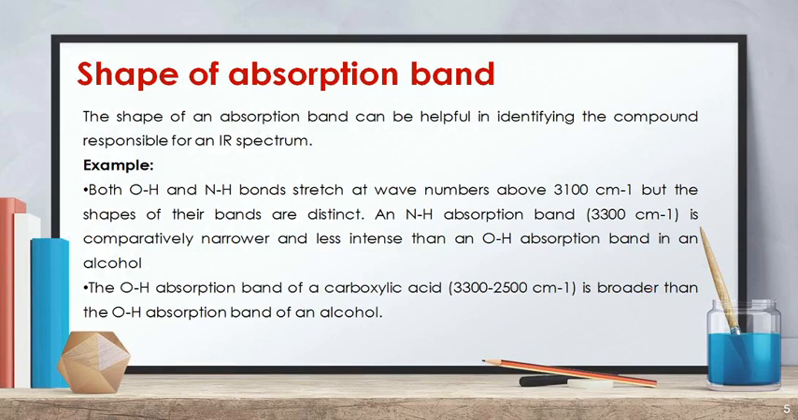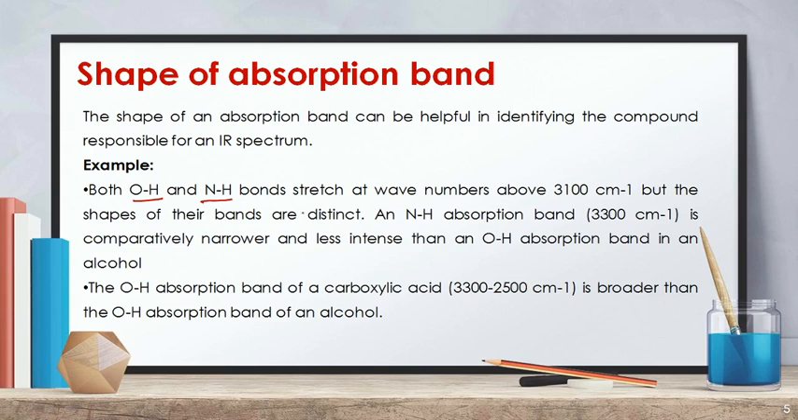Next factor is the shape of an absorption band. The shape of an absorption band can be helpful in identifying the compound which is responsible for an IR spectrum. Shape means some bonds will give sharp peaks, and some bonds will give broad peaks. How can we identify? So here I am taking the example OH and NH. So OH means alcohols, NH means amines.